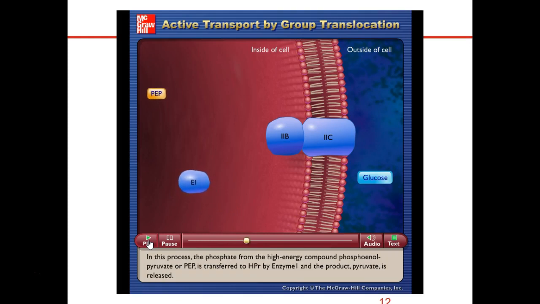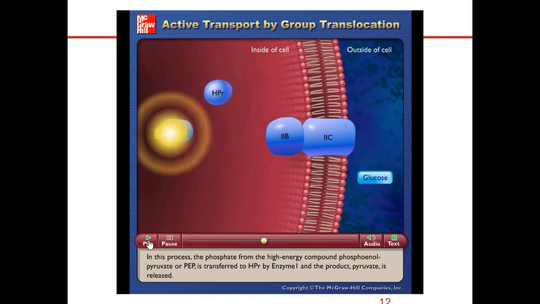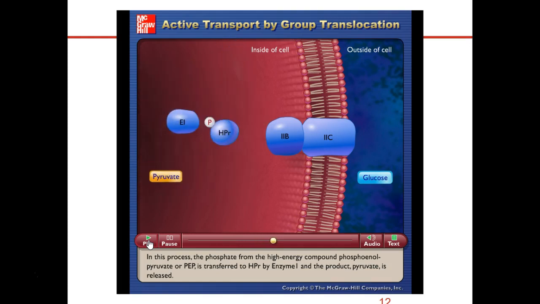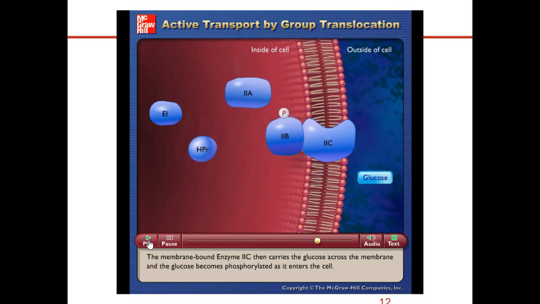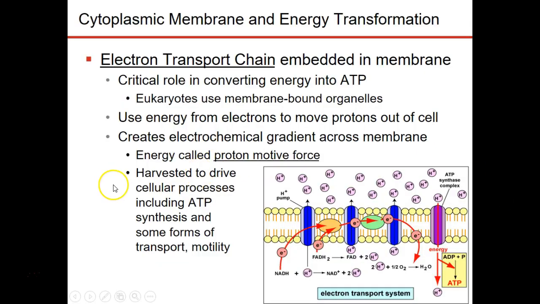In this process, the phosphate from the high-energy compound phosphoenolpyruvate, or PEP, is transferred to HPr by enzyme 1, and the product pyruvate is released. The phosphate is then transferred from HPr to enzyme 2B by enzyme 2A. The membrane-bound enzyme 2C then carries the glucose across the membrane, and the glucose becomes phosphorylated as it enters the cell. And so we've modified that glucose molecule as it's moving across.